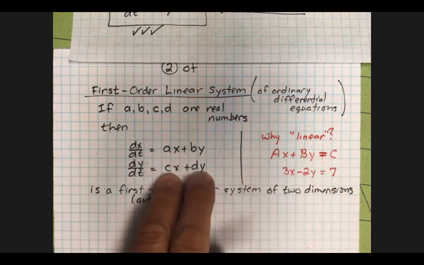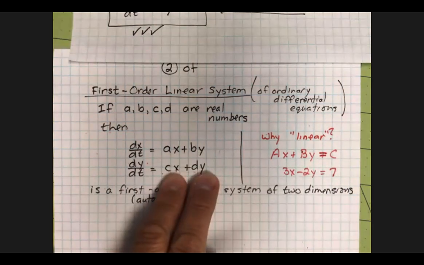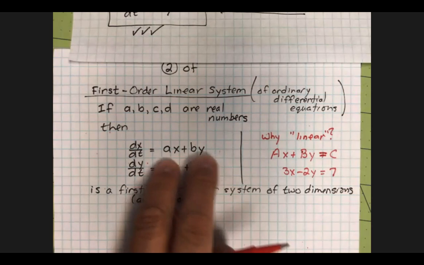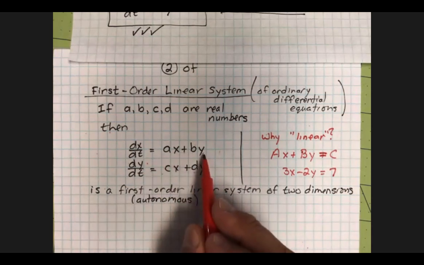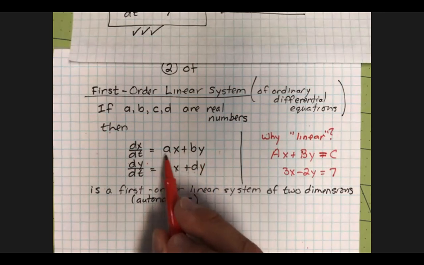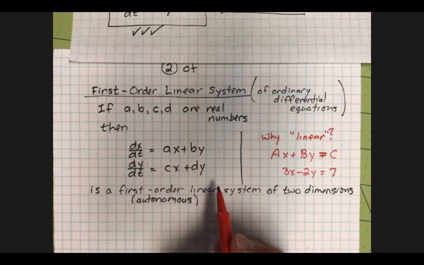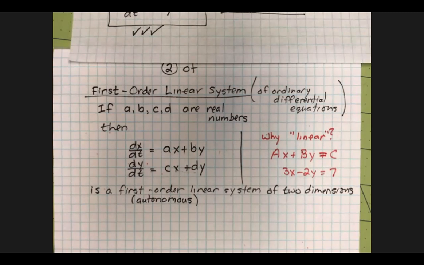And it looks like I'm making lines right here, but these aren't lines. There's just a linear combination of the x's and the y's in both these slots. Okay, now it's time for linear algebra.